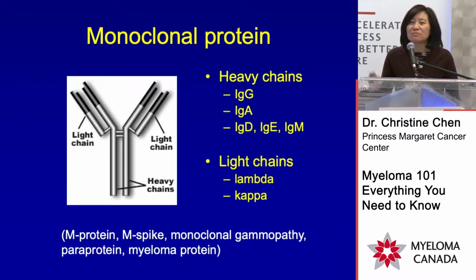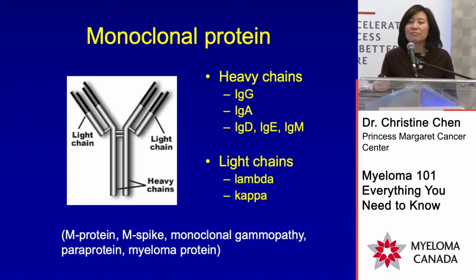So I've already mentioned many times this monoclonal protein, and typically it looks like this. This is an antibody. Remember, this is made by plasma cells. The antibody is made up of the two long parts that are joined in the middle, which represent the heavy chain, and then there are short segments attached to each heavy chain called a light chain.